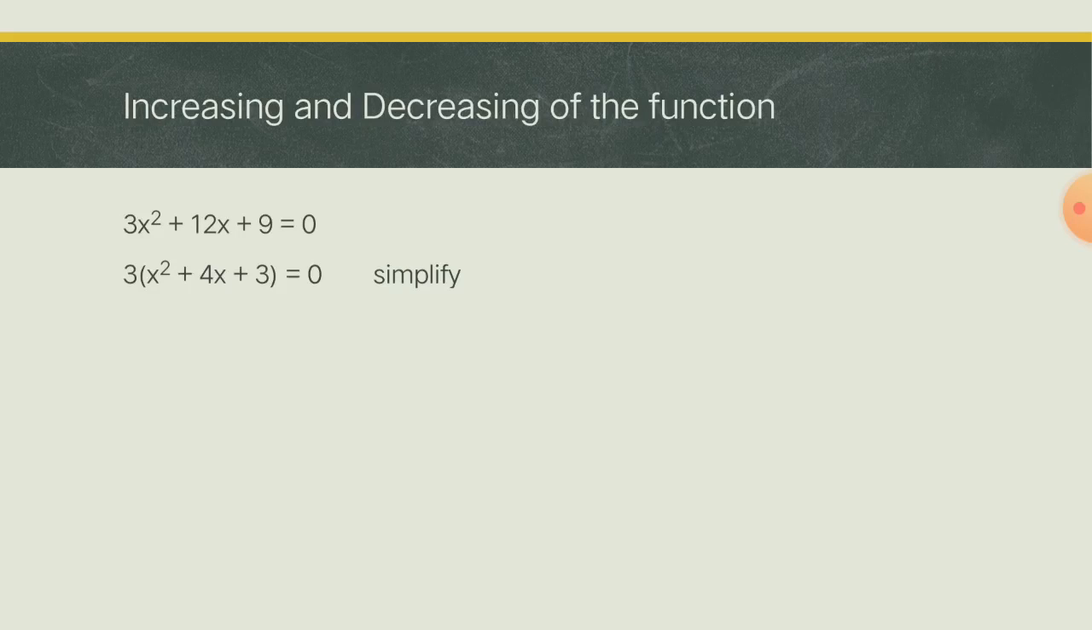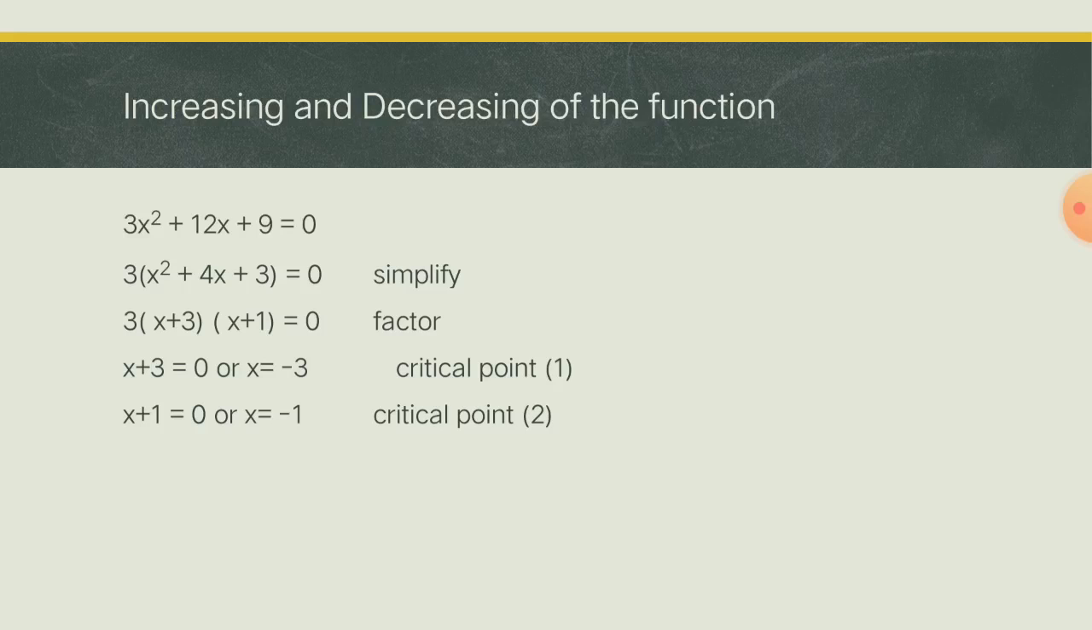So by simplification, we have 3 times the quantity of x squared plus 4x plus 3 is equal to 0. And by factorization, we have 3 times the quantity of x plus 3 times the quantity of x plus 1 is equal to 0. So we have x plus 3 is equal to 0, or x is equal to negative 3. That will be our critical point number 1. And x plus 1 is equal to 0, or x is equal to negative 1, and also that is a critical point. Negative 1 and negative 3 are the points where the tangent line is horizontal.